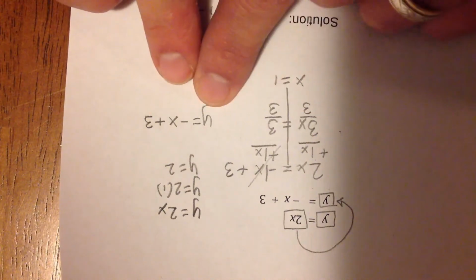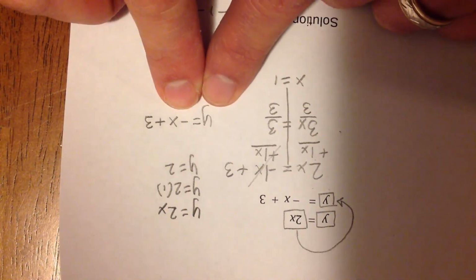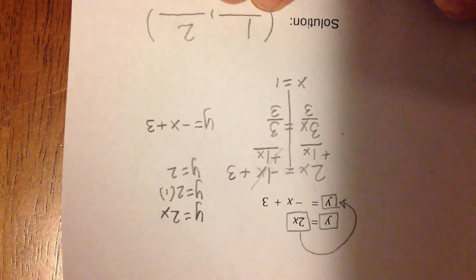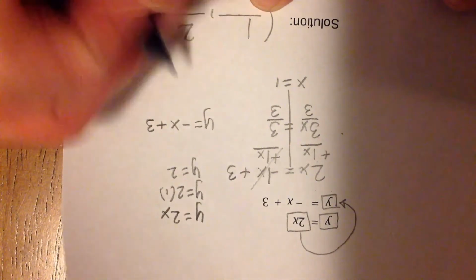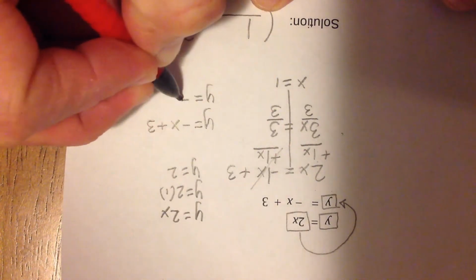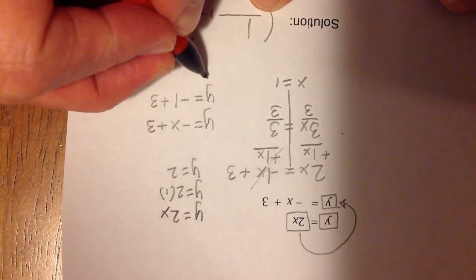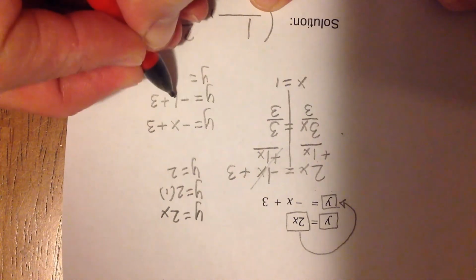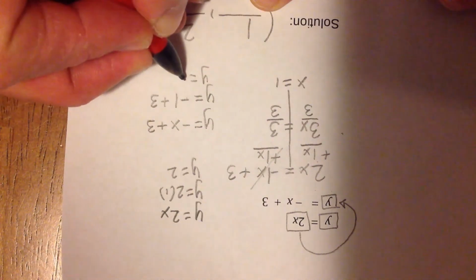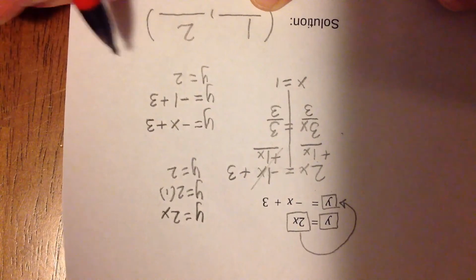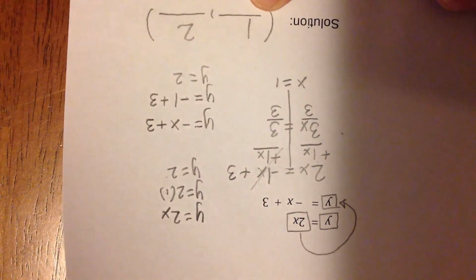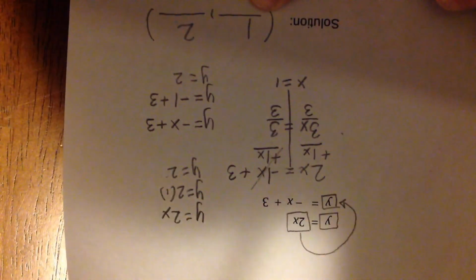Now you have to be really super duper careful here because this is the opposite of x. So when I substitute this back in here, I want the opposite of 1. So I'm going to say y equals the opposite of 1 plus 3. The opposite of 1 is negative 1. So negative 1 plus 3 is 2. So like I just said, it doesn't matter which equation you choose to substitute your x value in, you're still going to get the same answer for your y value. The solution to this graph is 1, 2.